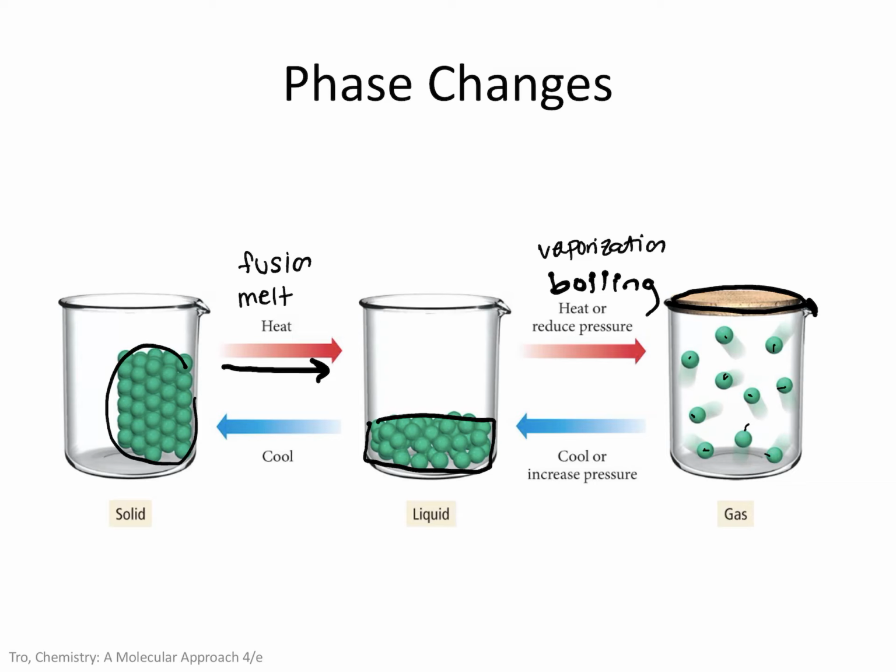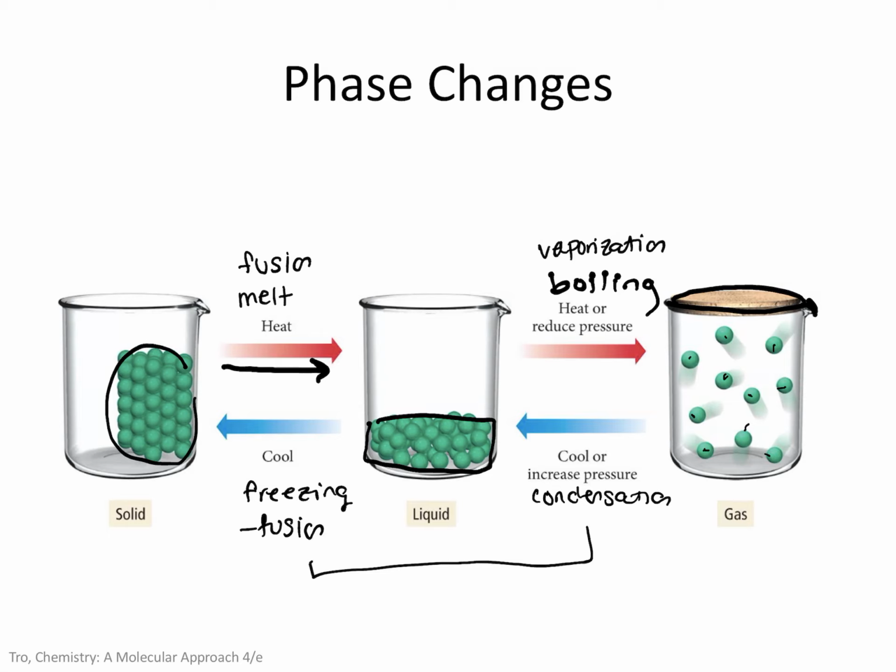Now, you can go the other direction. You can go from gas to liquid, but you needed to cool down and increase the pressure. That's condensation. And then cooling the liquid to get back to ice is called what? What is the process of going from liquid to solid? And then what's the process of going from gas to solid? We know from liquid to solid is freezing, and it's also fusion. It's just the opposite.